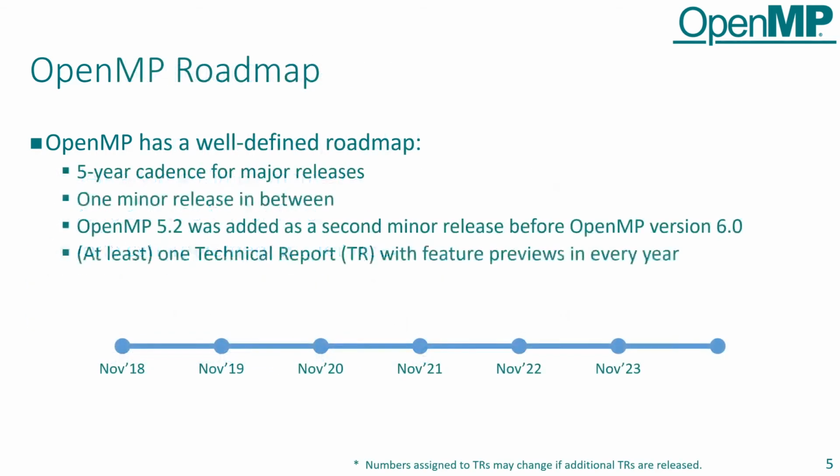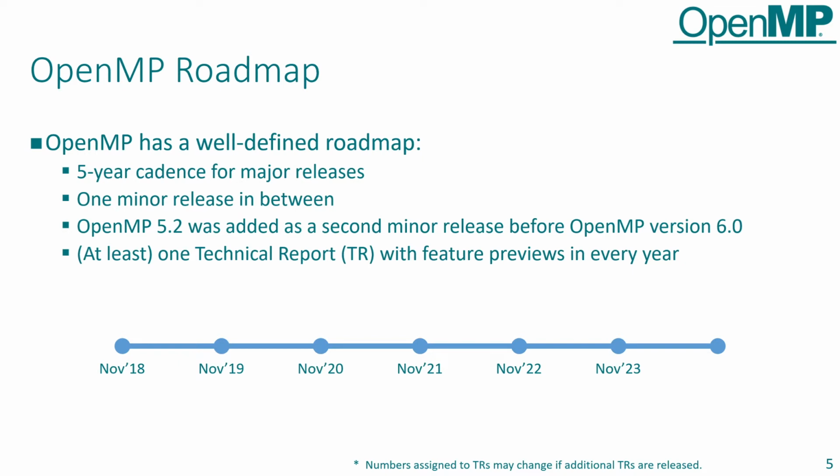The OpenMP roadmap is actually very well defined. We have a 5-year cadence for major releases. In between, we do at least one minor release. This year, we have decided to add OpenMP 5.2 as a second minor release before OpenMP 6 comes out. And in between the releases, we try to stay active and engaged with the community by publishing at least one additional technical report that shows feature previews, so that the community can interact with us and give us feedback on the direction we're developing.